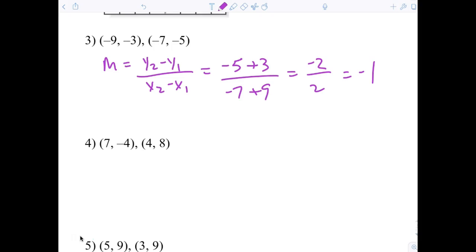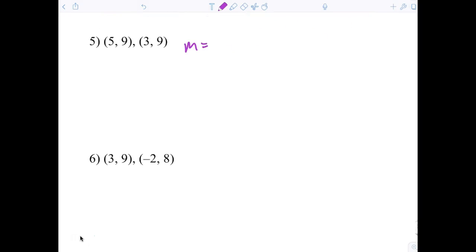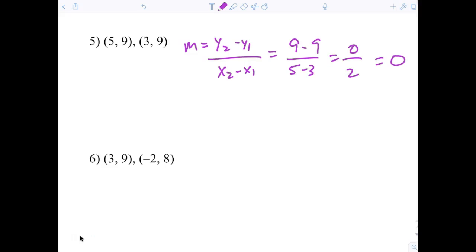All right, now moving on. Number 5. Again, m equals y2 minus y1 over x2 minus x1. 9 minus 9 over 5 minus 3. 0 over 2, 0. That's where you should be. Does anybody have any questions? Does it matter if it's 0 over 2 or 0 over negative 2? No, it's the same answer. Okay?